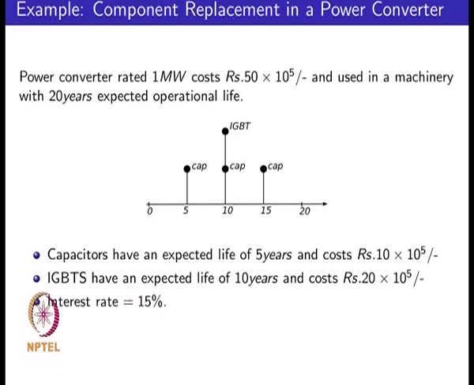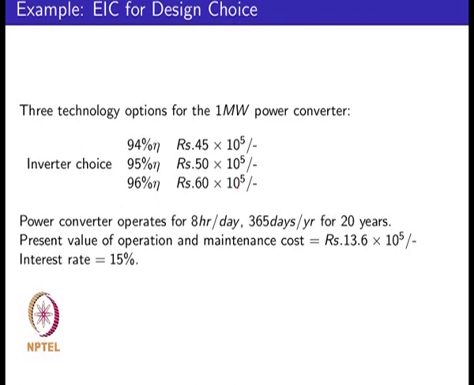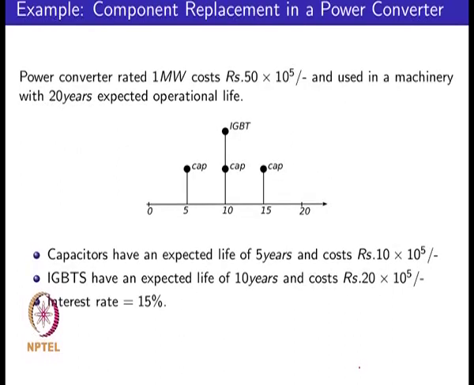You are given some interest rate which you find reasonable for your particular application. So, the question is, when you decide on purchasing this 1 megawatt power converter, it is not just the initial upfront cost; you will also have to look at the cost associated with the operation and maintenance of the equipment. So, you could then look at what the cost could be.